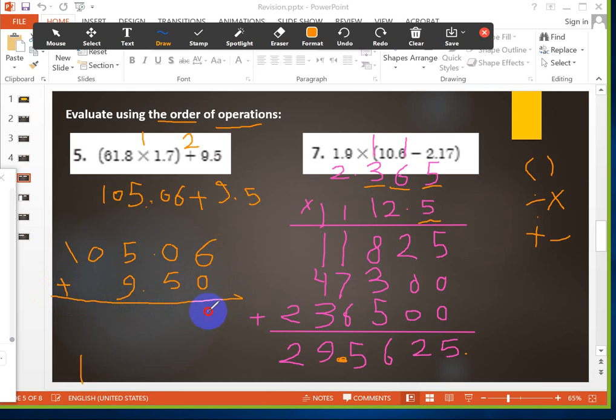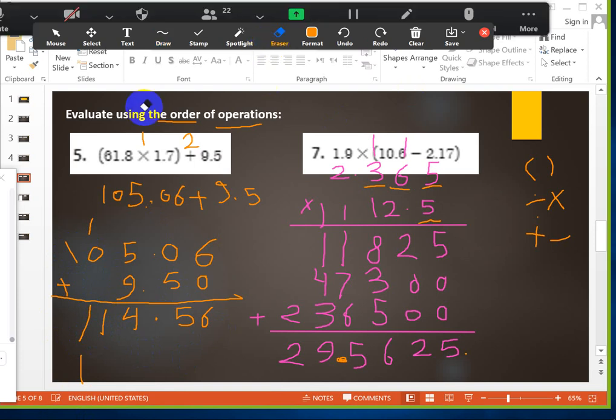6 plus 0 equals 6. 0 plus 5 equals 5. I will take the decimal point here. 5 plus 9 equals 14. So I will put 4 here and 1 above that. 1 plus 0 equals 1. So the final answer is 114 and 56 what? Hundredths. This is the answer.